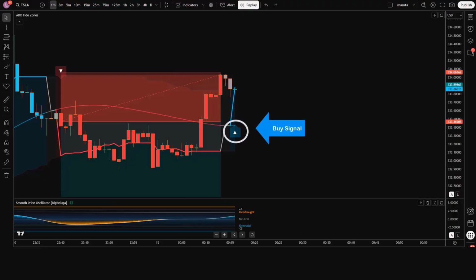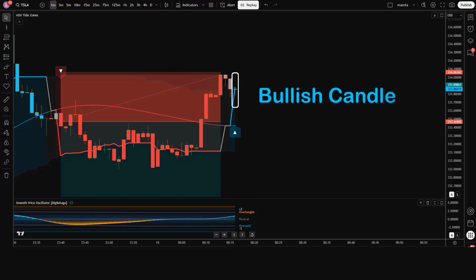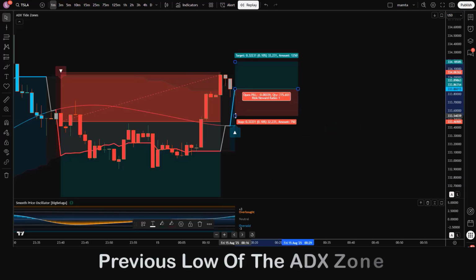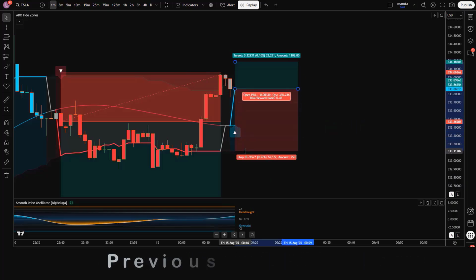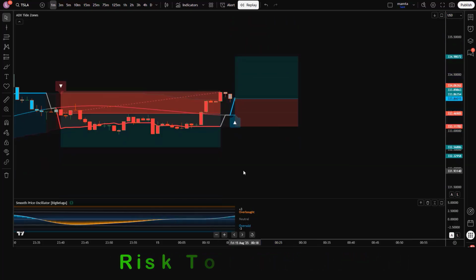Here the ADX Tide Zones indicator gives us a buy signal. Here the smooth price oscillator indicator shows a yellow color line. Here the market has made a bullish candle to give confirmation. So all our conditions are being fulfilled, so we are placing an order to buy. Our stop loss is the previous low of the ADX zone.